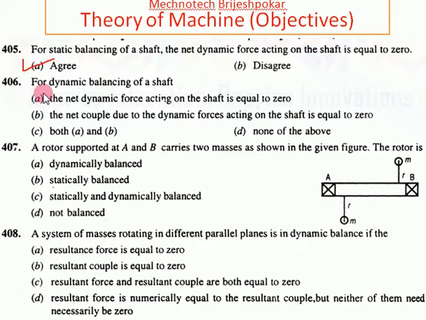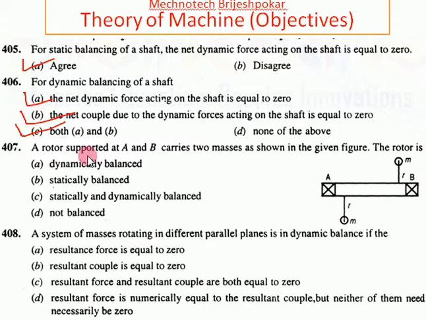Now 406, for the dynamic balancing of shaft, the answer is the net dynamic force acting on the shaft is equal to 0, and the couple due to the dynamic force acting on the shaft is equal to 0. So dynamic force and dynamic couple, force and couple both should be equal to 0. So answer is C, A and B, right? So here answer is C.